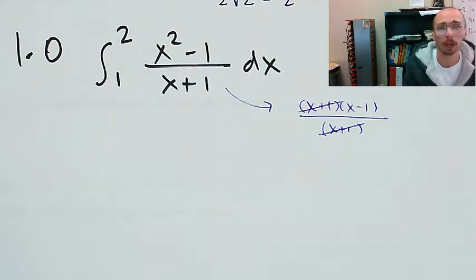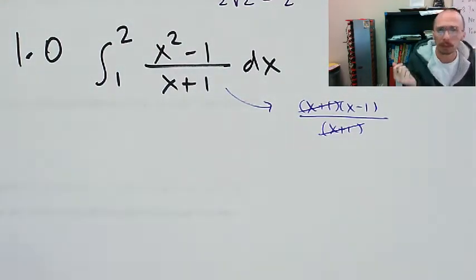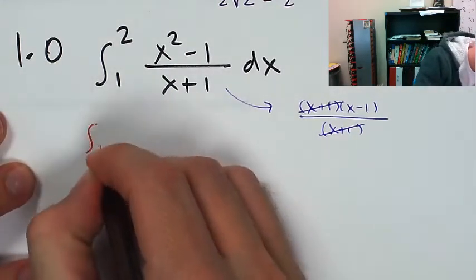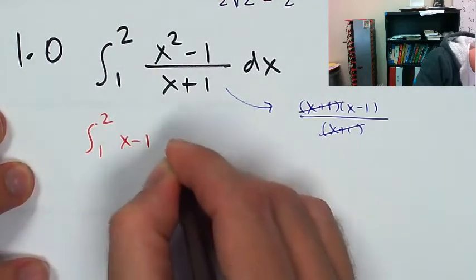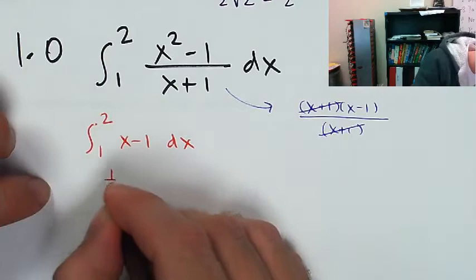If that was, it still wouldn't matter because the amount of area we would take out beneath that hole would be basically 0. So, you know what I'm saying. So we will rewrite this integral as the integral from 1 to 2 of x minus 1 dx. And, well, that seems pretty friendly to us at this point.